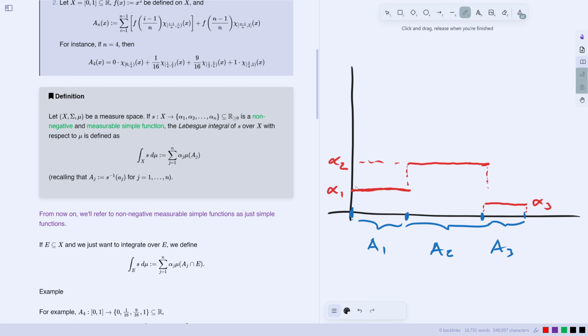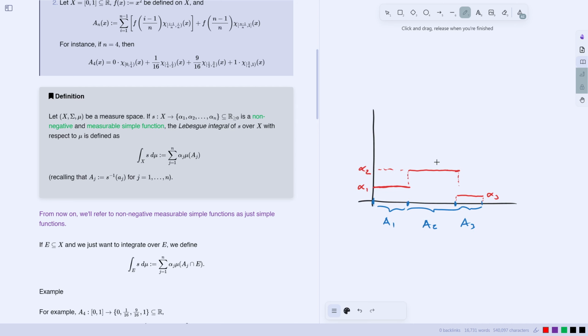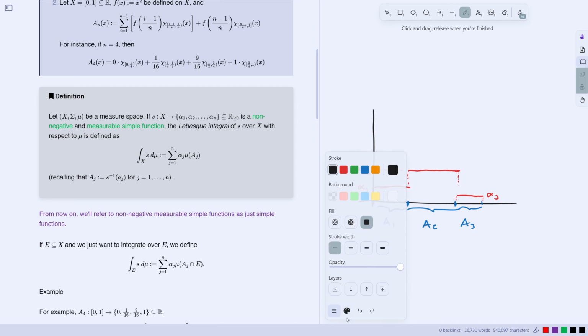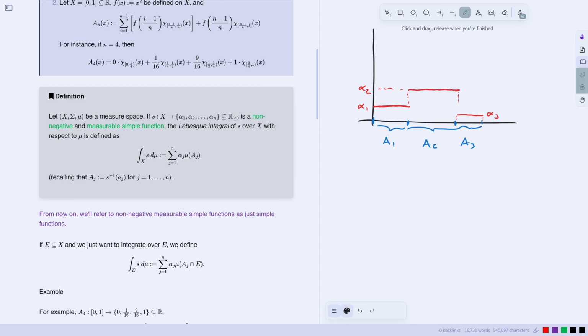Well, if you just look at the area under the graph of a simple function, what is it? It's just a bunch of rectangles, okay? So what's the area of a rectangle? It's just base times height, okay? And like I was talking about earlier, the length of the base depends on what measure you're picking, okay? So if I want to talk about the area, I'll do it in a different color. The area, what's that going to be? And by area, I just mean this term right here, this integral.